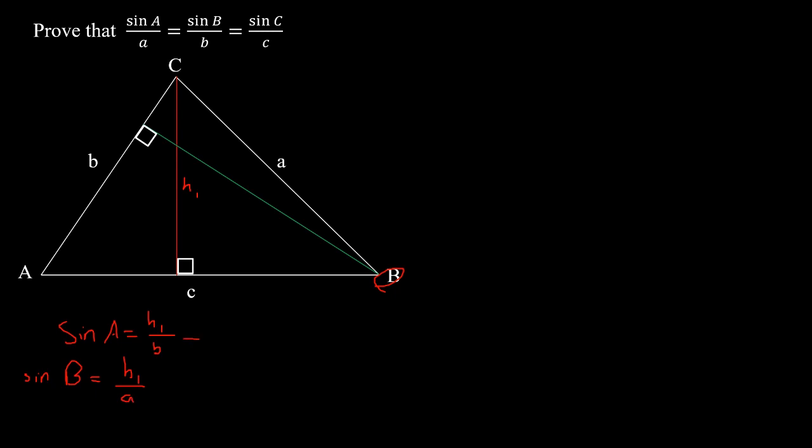We can rearrange both of these equations and get that H1 equals b sine A. We know this is true because we just multiplied both sides by little b. And we can also get that H1 equals a sine B.